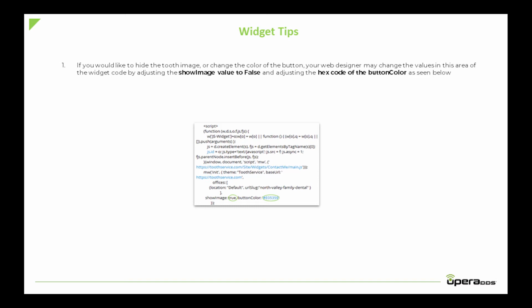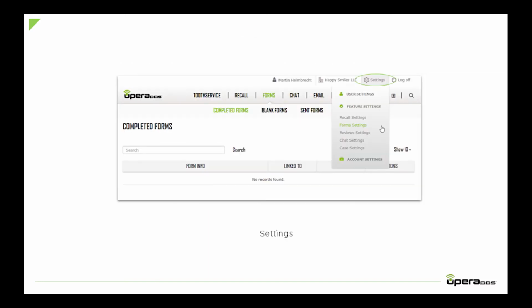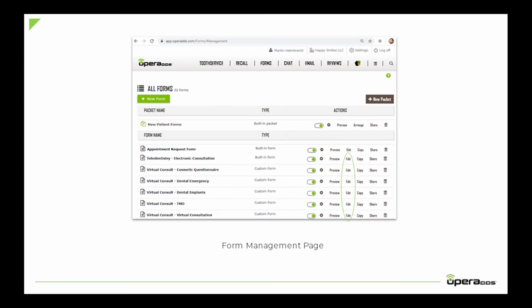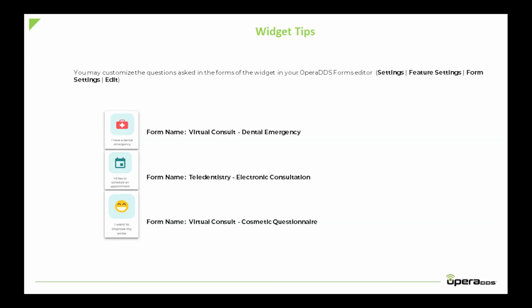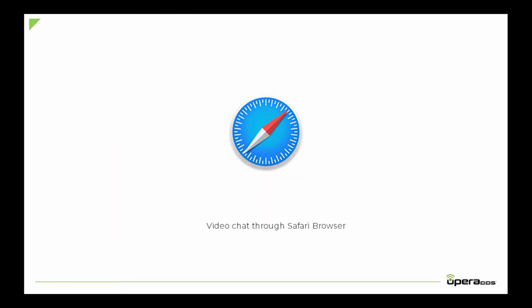You may customize the questions asked in the forms of the widget in your OperaDDS Forms editor by visiting Settings, Feature Settings, Form Settings, and clicking on Edit next to any of the forms. I Have a Dental Emergency is named Virtual Consult Dental Emergency. I'd like to schedule an appointment is named Teledentistry Electronic Consultation. I want to improve my smile is named Virtual Consult Cosmetic Questionnaire. And the last tip for the widget is that video chat should be accessed through the Safari browser.